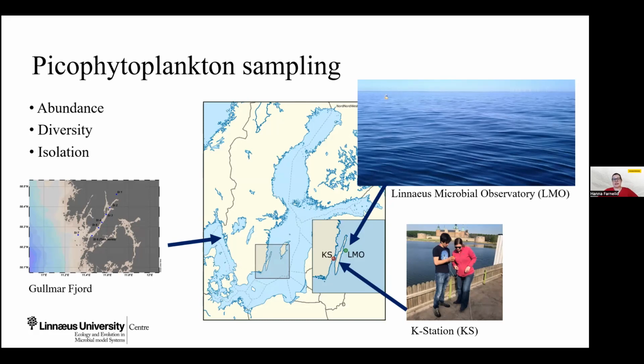Our other sampling site is the Linnaeus Microbial Observatory, which is located around 11 kilometers off the coast of the island of Öland, outside of Kårehamn. And here, the LMO is just really a GPS spot that we go to. But we used to have a buoy. You might see a little yellow spot here on the picture.